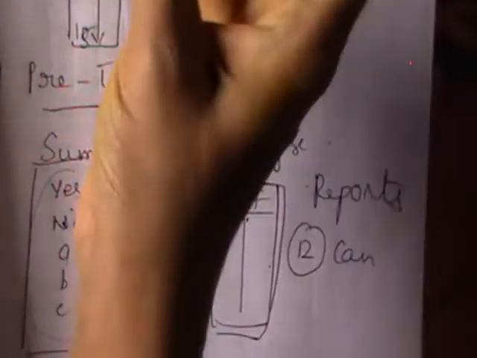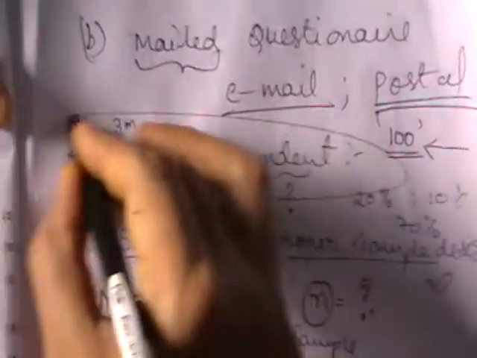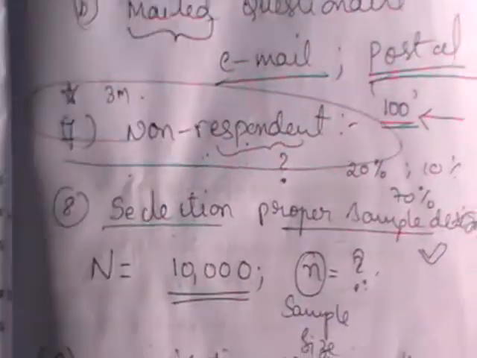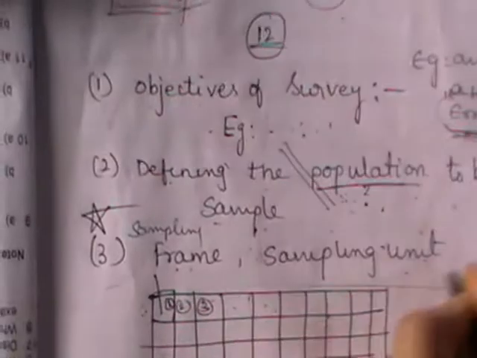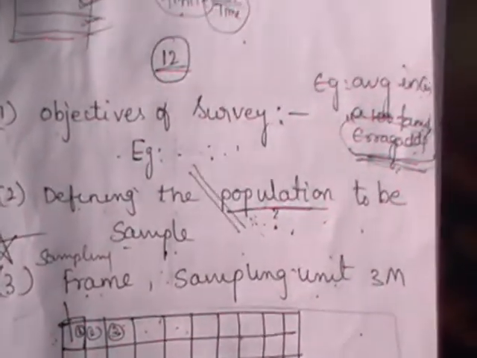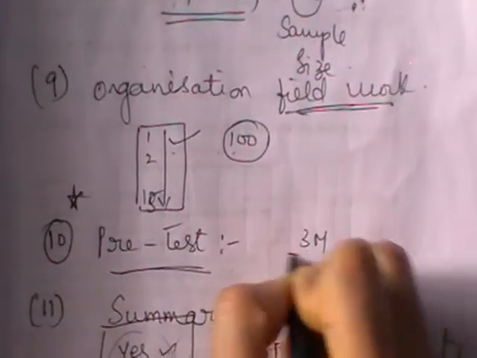In this, non-response is very important. Just have a look at these 12 side headings together as a 12 marks question, or otherwise the third one, sampling frame, is a 3 marks question. Define sampling frame, sampling unit. What is non-response? What is a questionnaire? What is pre-test? All these are 3 marks questions.